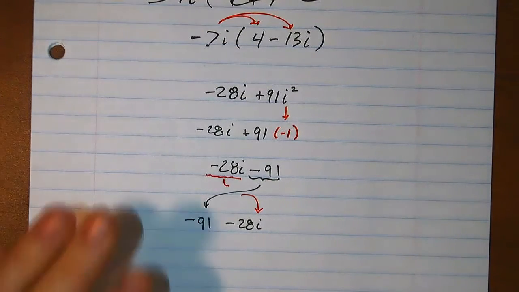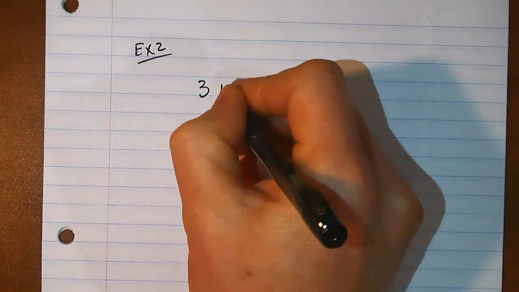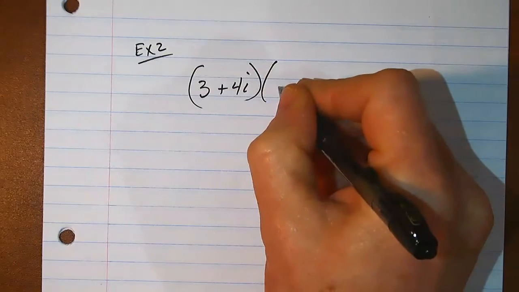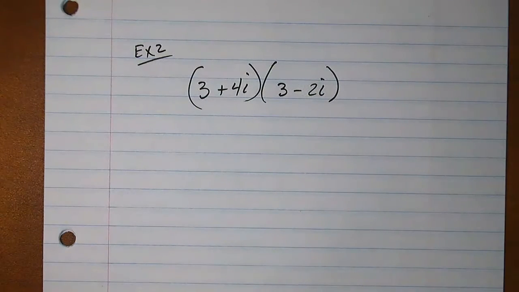Okay, so that's an extra example with multiplying a complex number times an imaginary number. All right, so there's example number one. Example number two, we're going to multiply two complex numbers together. This time I tried to write it without saying it because last time I couldn't do both. All right, so 3 plus 4i times 3 minus 2i. We're going to multiply those together.